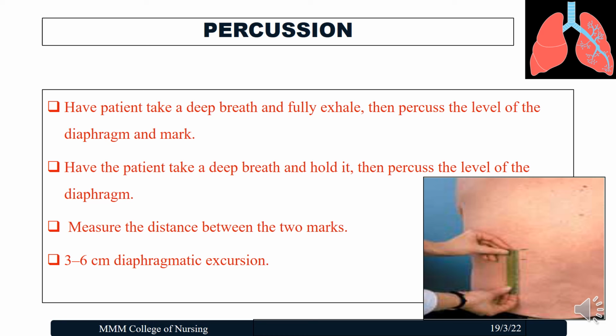excursion. In case the patient has any ascites or emphysema, or if the patient has atelectasis, the diaphragm cannot move beyond 3 centimeters, which indicates that there will be a decreased diaphragmatic excursion.